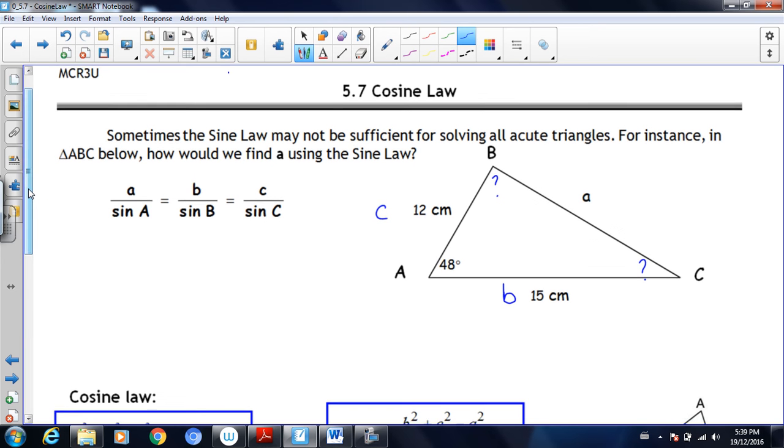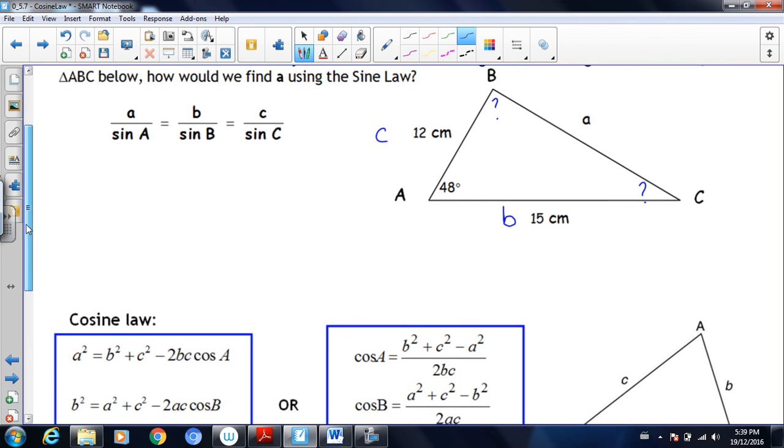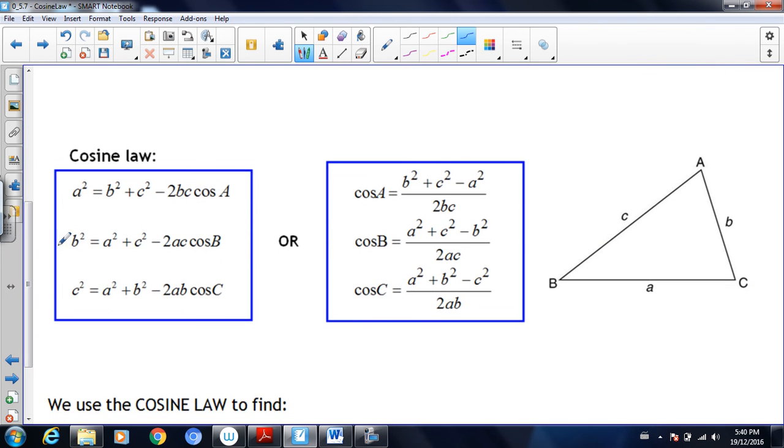Now, you've learned the cosine law last year in grade 10 academics, so this should be familiar to you, okay? So the cosine law is right here, okay? A squared is equal to B squared plus C squared minus 2BC cos A, okay? And this is when you're looking for a side, okay, a missing side.